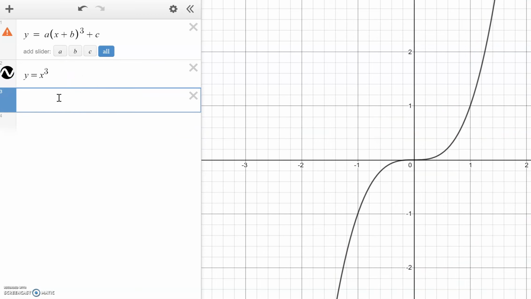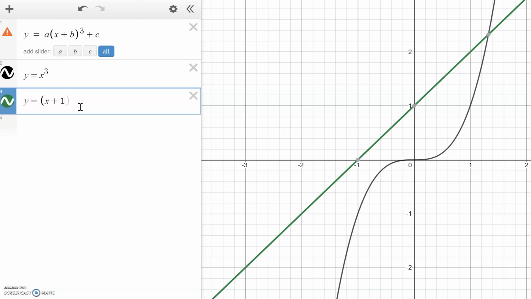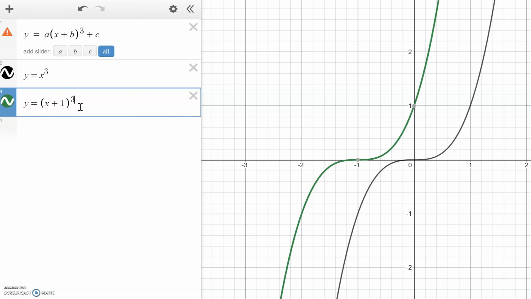What does b do? And b, just like a parabola, moves it left or right based on the point. So let's try to move it to the left to negative 1. And the opposite of negative 1 is positive 1. So that means our bracket needs to become plus 1. And let's see if that works. Perfect. And we can see that's been moved to the left. So it's been moved to negative 1 by having plus 1 in our brackets.